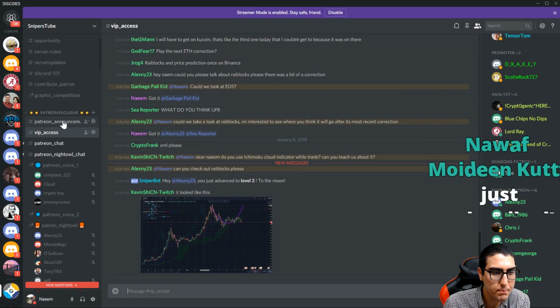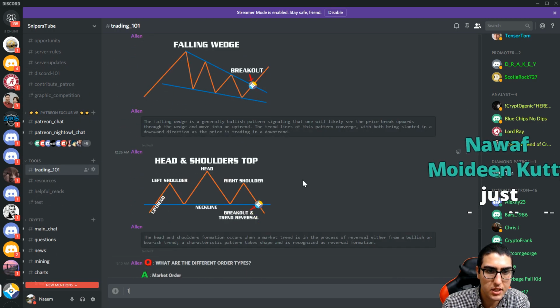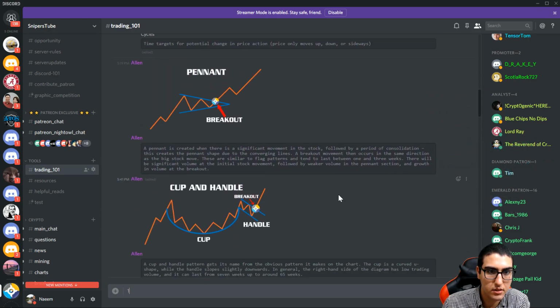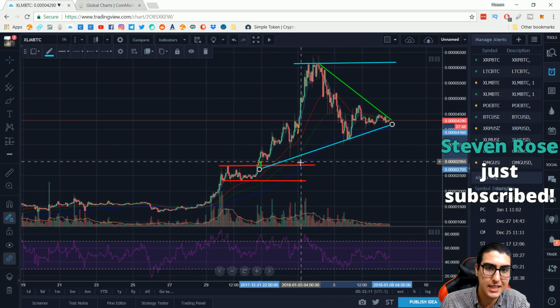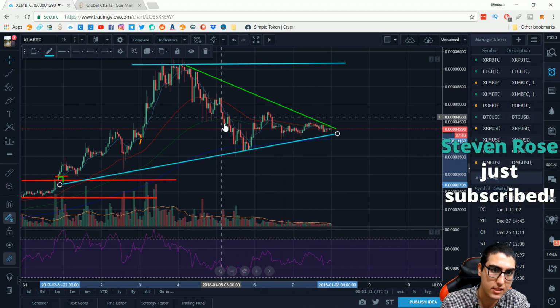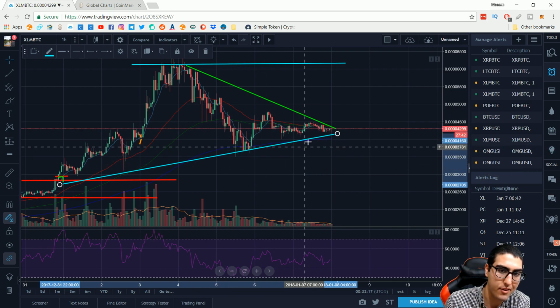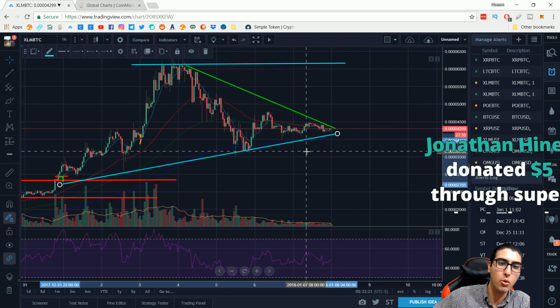But when you pull up, if you look here, you can go to Trading 101, and you see here what the pennant looks like. A pennant is created when there's a significant movement in the stock followed by a period of consolidation. This creates the pennant shape due to the converging lines. So same exact thing you see here, guys. You see this getting more and more narrow, forming this pattern, and this eventually will shoot out. The more narrow something gets, the more pressure it's creating.